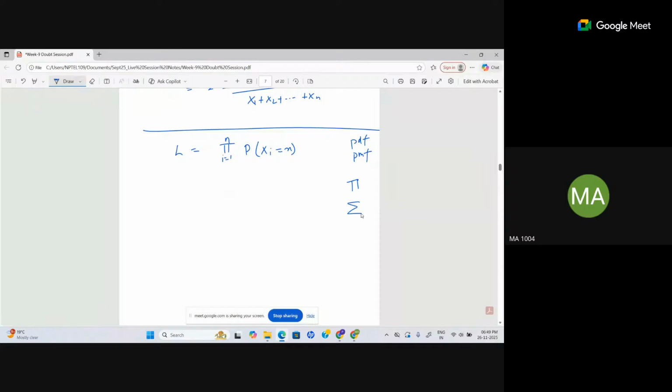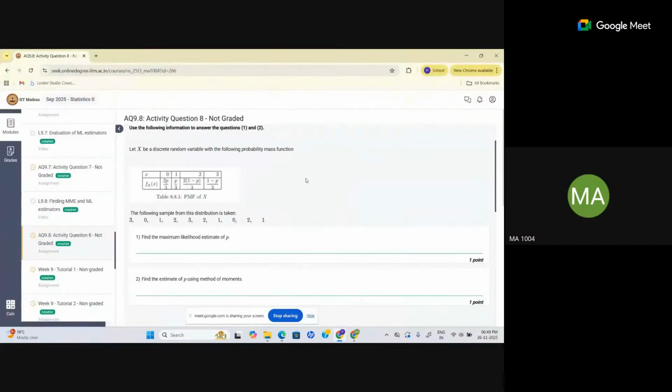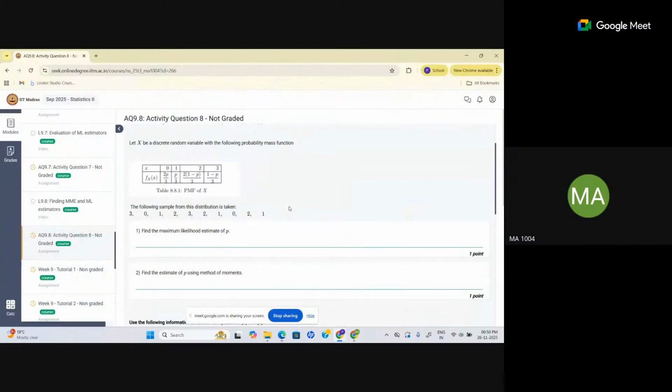The summation is like summing all the values. The pi represents product. So you have to multiply the PMFs or the PDFs, the probabilities or the densities, according to the given sample. Okay, so the sample is given. So what we have to do here?